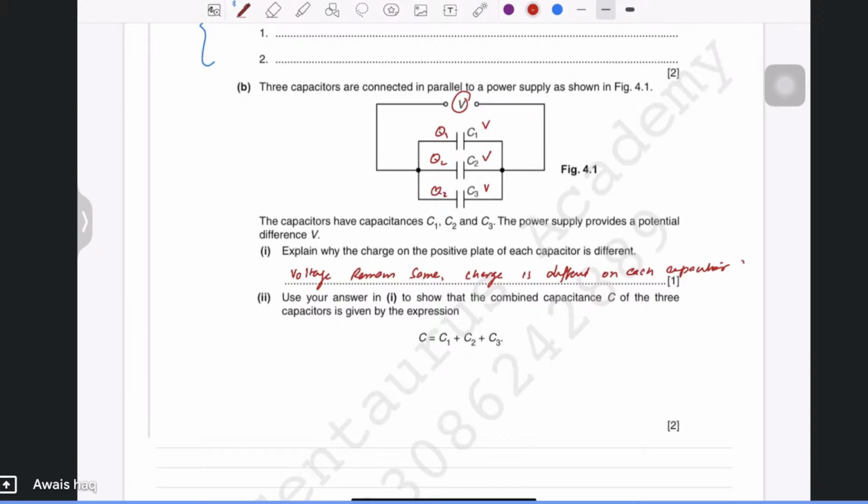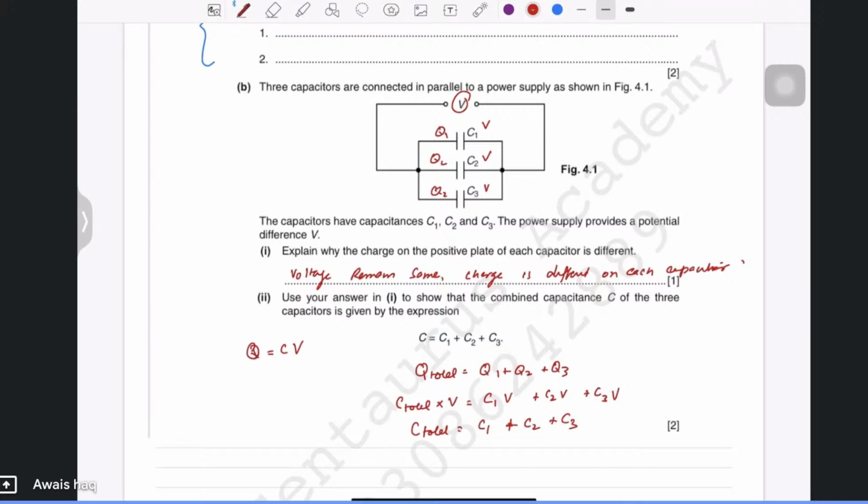So the total charge can be given by Q1 plus Q2 plus Q3. This is the first step you want to take, okay? Now, because Q is equal to CV, C total times V equals C1V plus C2V plus C3V. V cancels out, so you get C total equals C1 plus C2 plus C3, and that's what you need to do. All right, for 2 marks it's a very simple derivation.